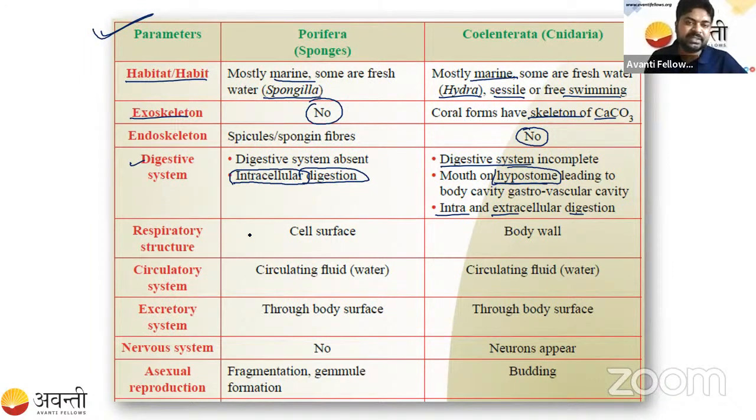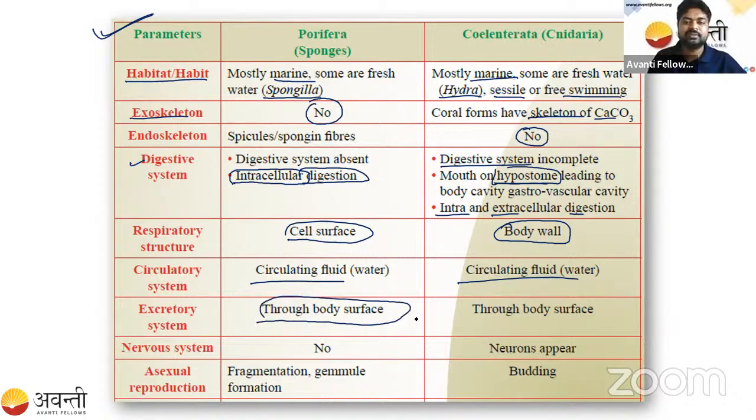Next one is the respiratory structure. So they respire by the cell surface, they respire by the body wall. Okay, next one is the circulatory system. They circulate water, again in the Cnidaria. Next one is the excretory system. So they excrete material throughout the body surface. Again, same things in the Cnidaria.